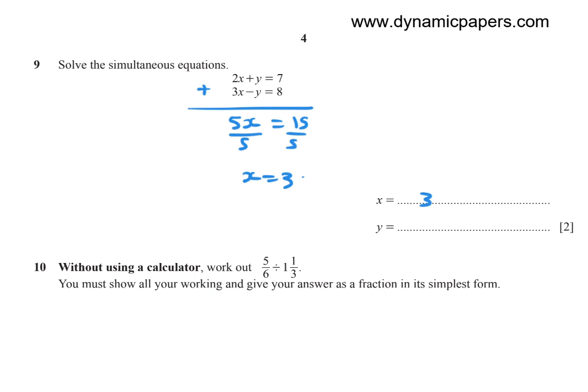Now substitute to find y. So 2 multiply 3, plus y equals 7. So 6 plus y equals 7, so y equals 1.